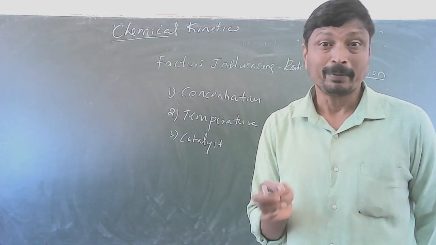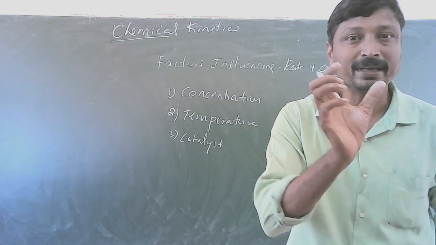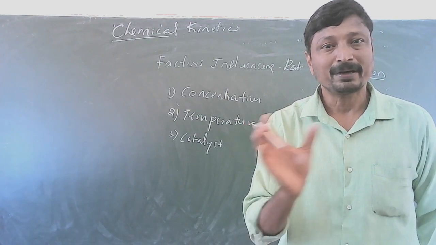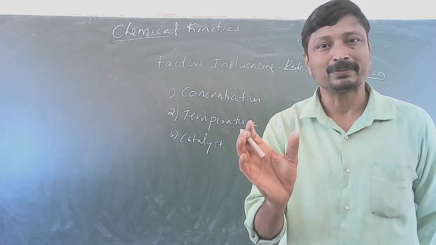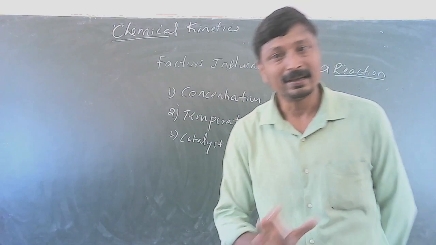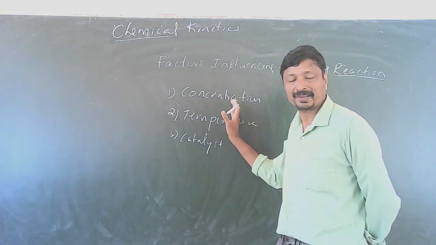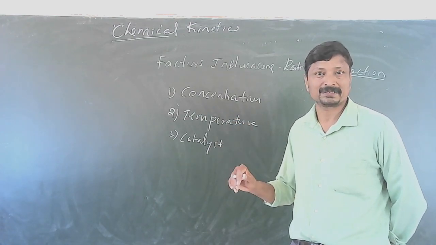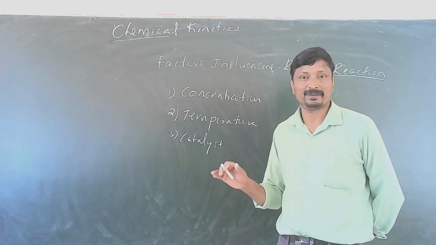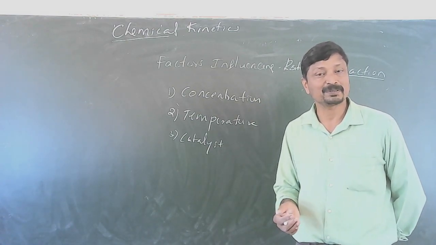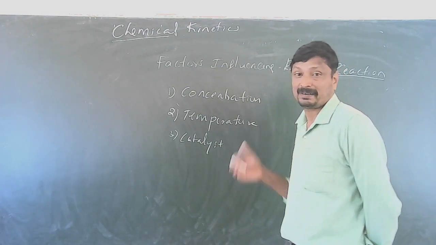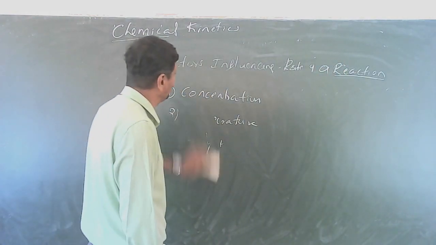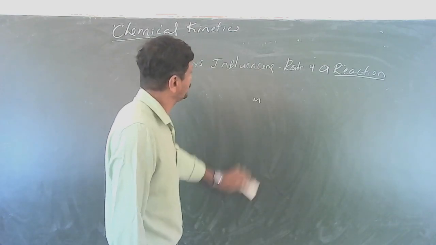All are there. For a given reaction, when the reactant, product, physical state and solvent are the same, it depends upon three factors: concentration of the reactants, temperature and catalyst. We shall discuss one by one how the rate of the reaction depends upon concentration, after that temperature, after that catalyst. First we shall discuss how the rate of the reaction is dependent on concentration.